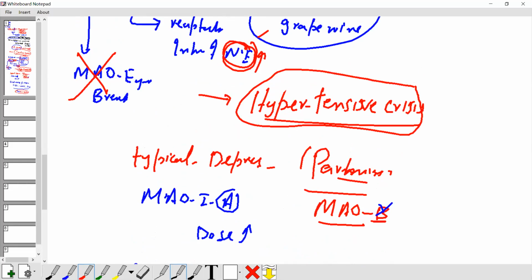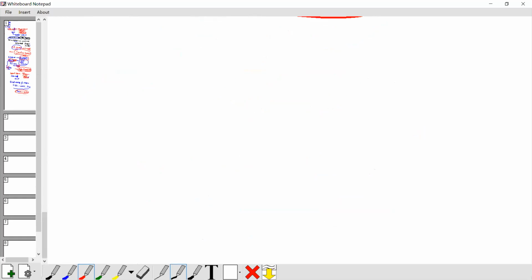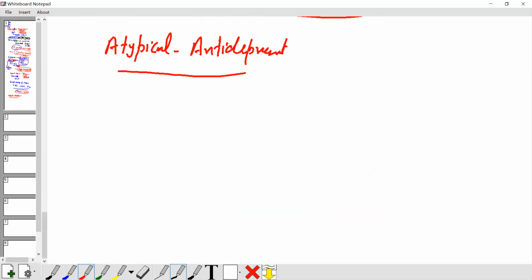Now we talk about some other drugs for depression. Other drugs. These are atypical antidepressants. These atypical antidepressants have no group, unlike SSRI. They do not belong to SSRI, SNRI, TCA, or monoamine oxidase inhibitors. So they are something different. Their nature is totally different. Okay, but they work for depression.